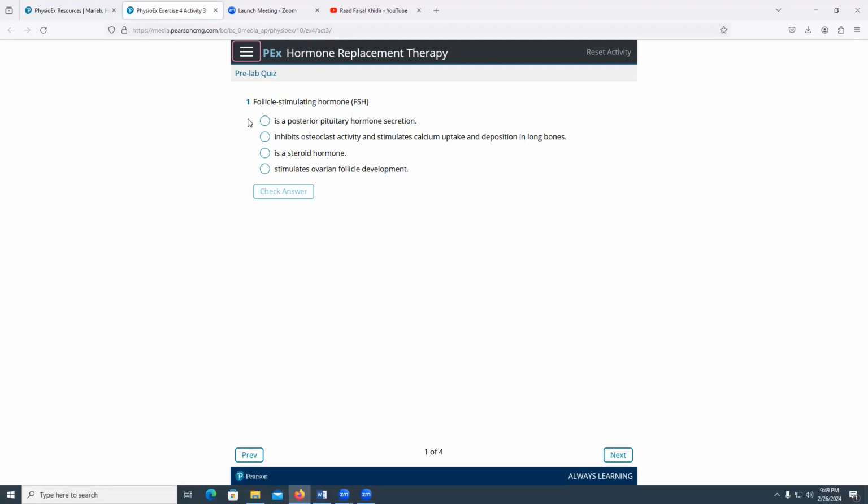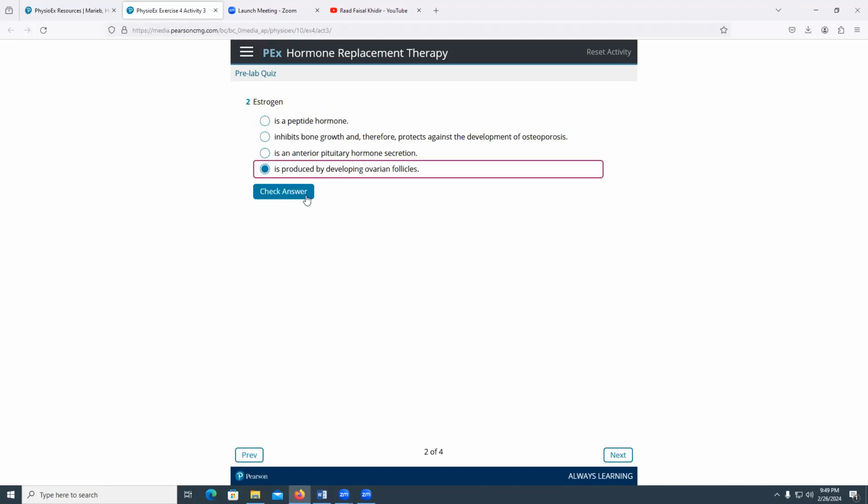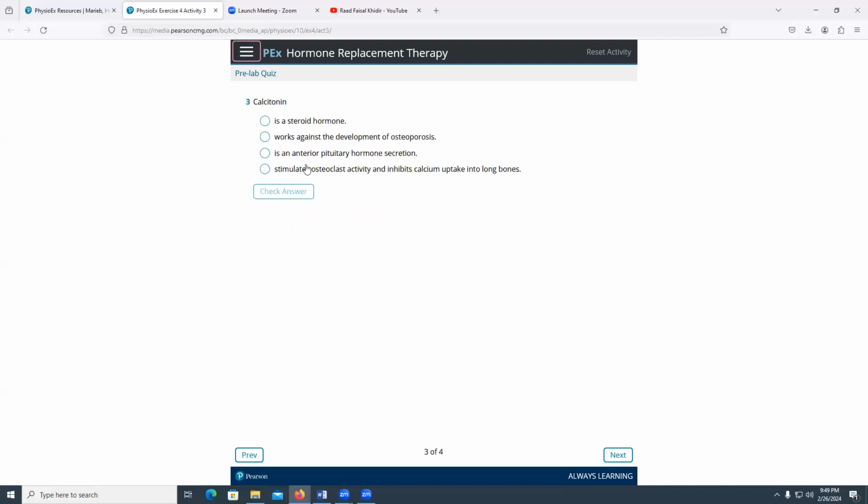The follicle stimulating hormone stimulates ovarian follicle development. Estrogen is produced by the developing ovarian follicles. Calcitonin stimulates osteoclast activity and inhibits calcium uptake in the long bones. That's not true. It works against the development of osteoporosis.